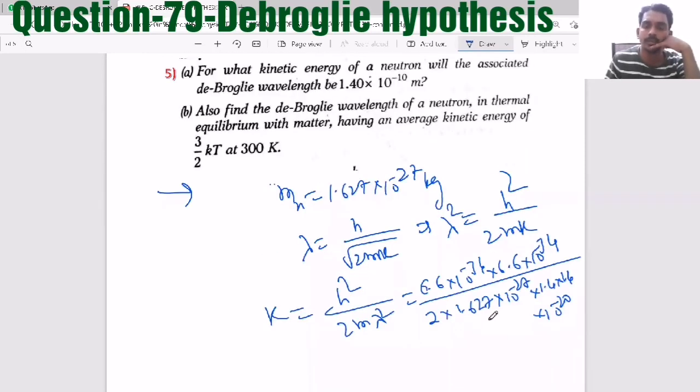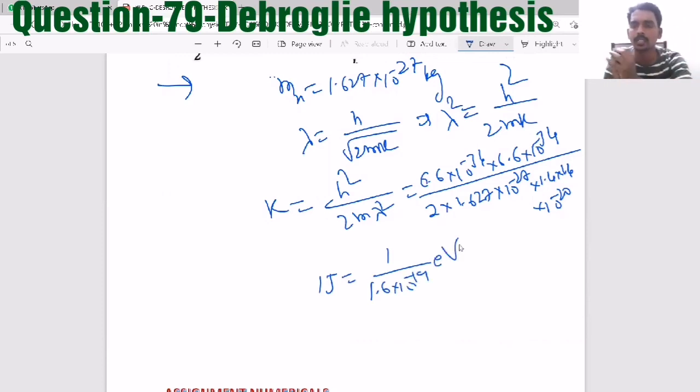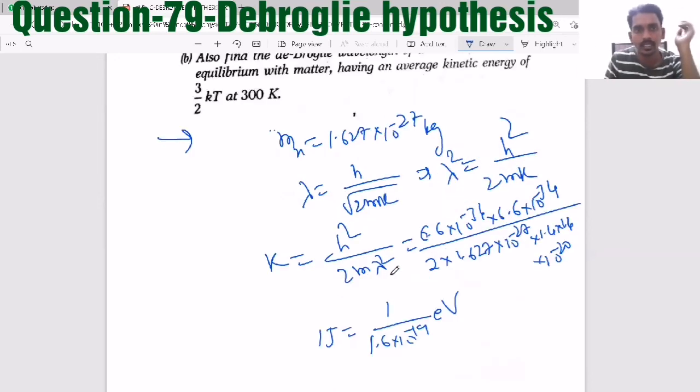Suppose the option is given in terms of electron volt, then 1 joule equals 1 by 1.6 into 10 power minus 19 electron volt. To convert from electron volt to joules, multiply with the charge of electron. To convert from joule to electron volt, divide by the charge of electron.